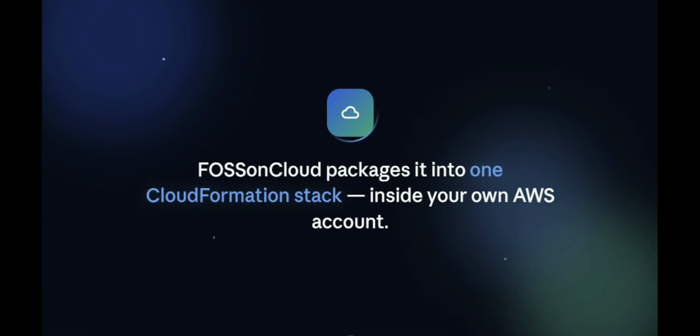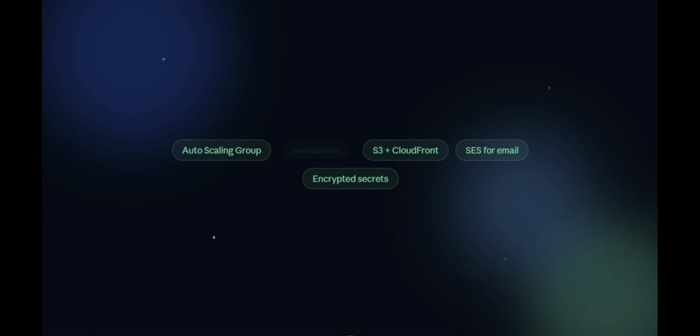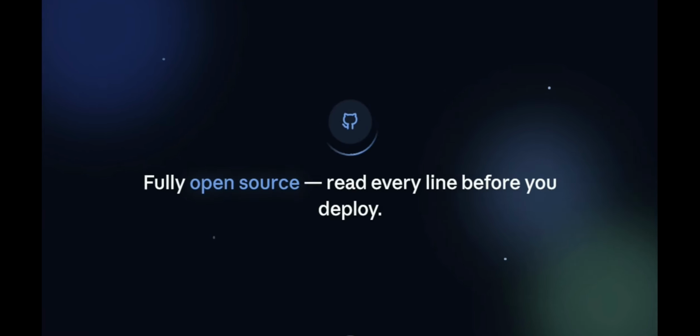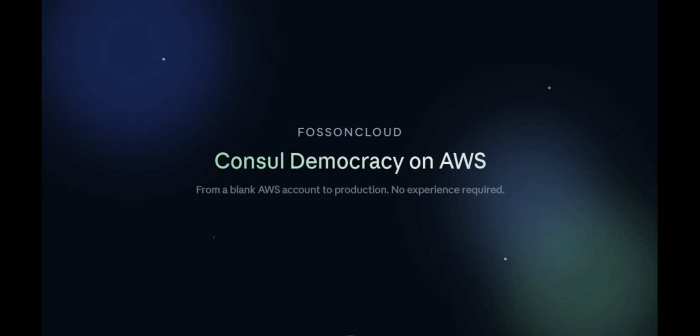FOSSonCloud, by the AWS consulting firm Ordinary Experts, packages Consul Democracy into a single CloudFormation stack that deploys inside your own AWS account. Auto-scaling group, load balancer, S3 and CloudFront for user-uploaded content, SES for email, encrypted secrets, all built the way an AWS solutions architect would build it by hand, but wired together automatically. It's fully open source, so you can read every line on GitHub before you deploy it. This video will walk you through the entire setup.